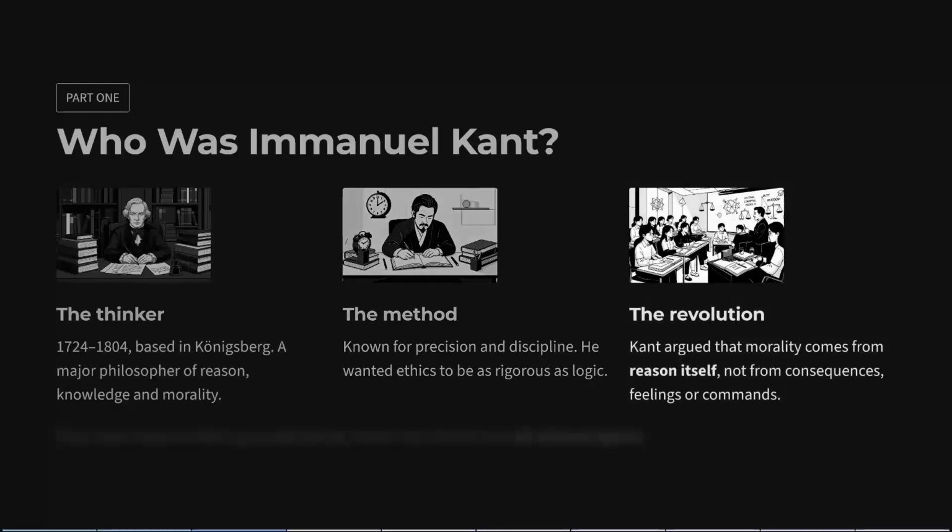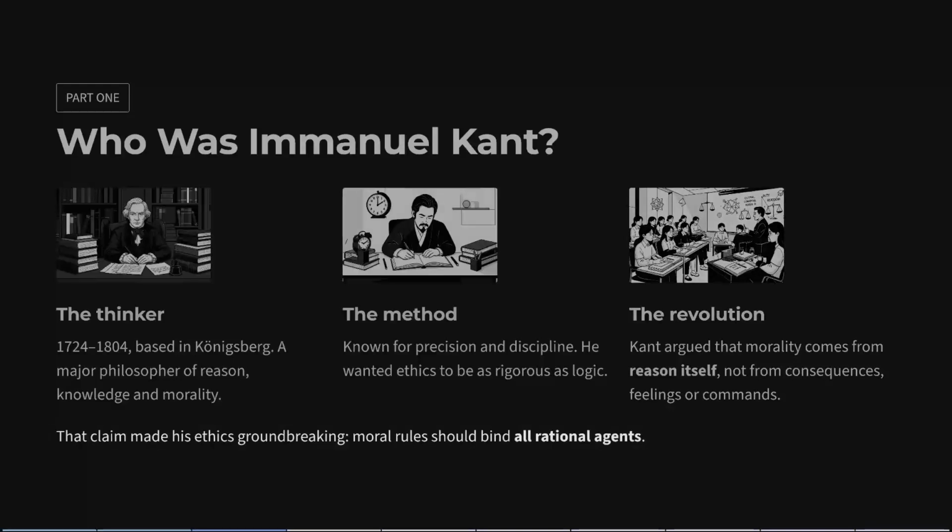And the answer that he arrived at was revolutionary. Moral rules, properly understood, are not derived from experience, feeling, or authority. They are discovered by reason. And because they are discovered by reason, which is the same in all human beings, they bind all rational agents universally and without exception. And that claim made Kantian ethics one of the most demanding and most influential moral frameworks that has ever been developed.